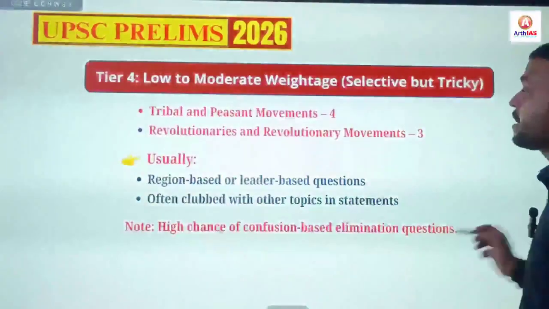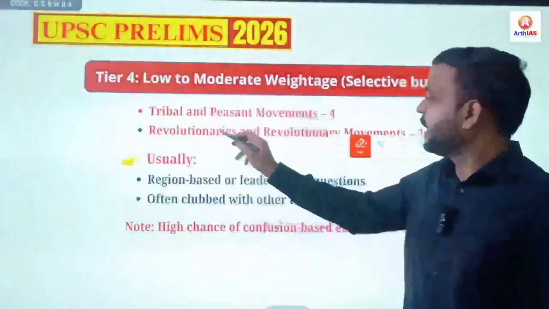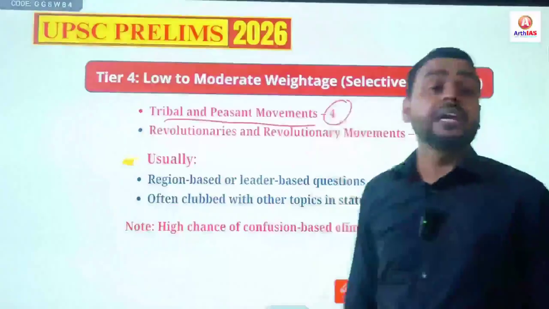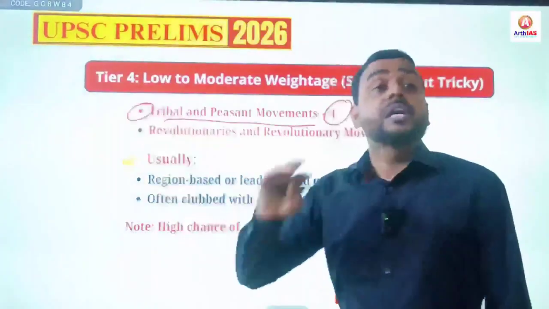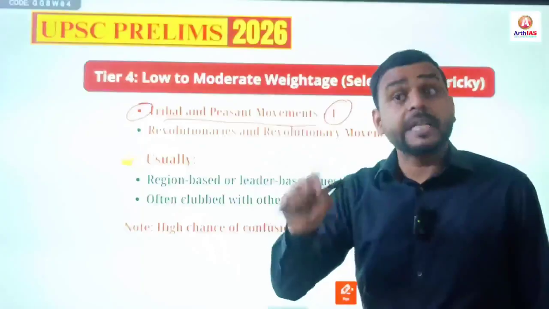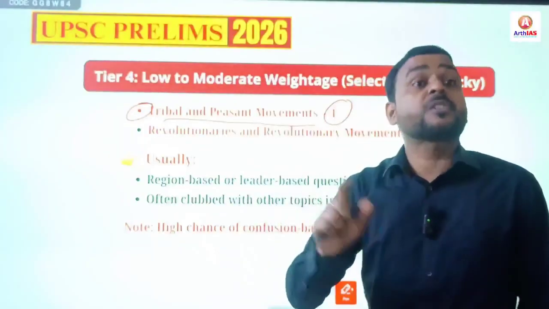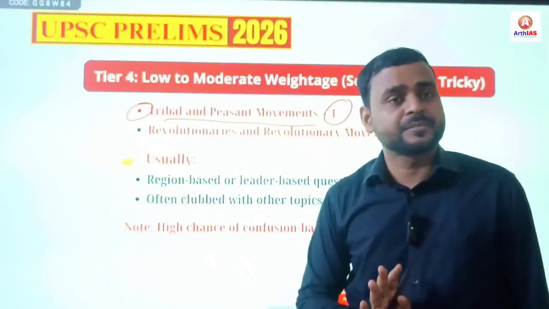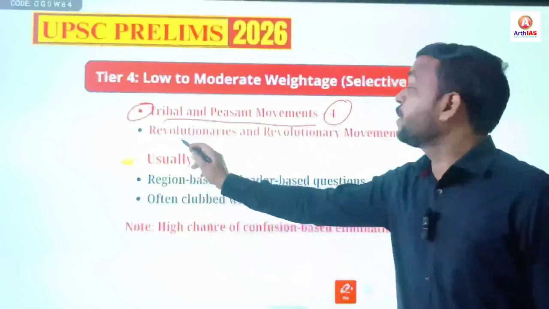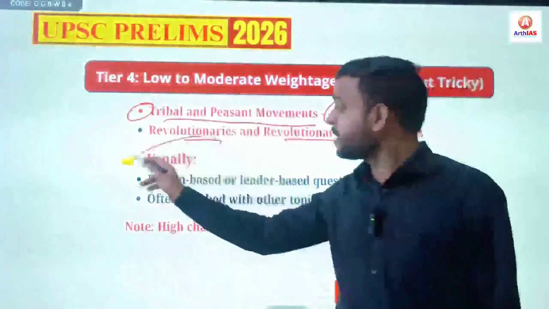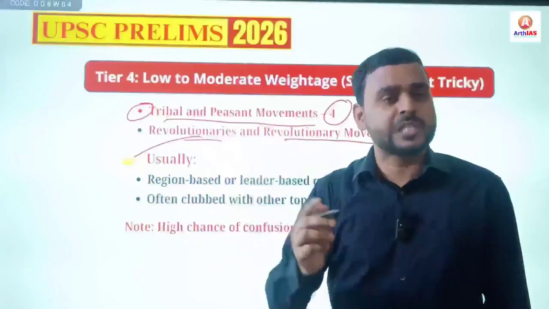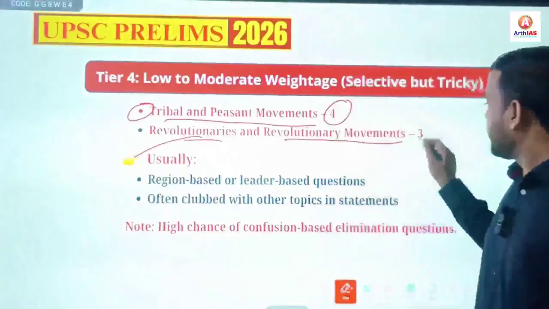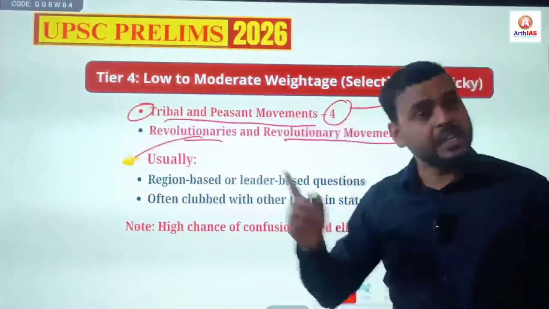Next, tier 4, low to moderate weightage, and here focus on tribal and peasant movements, right? 4 questions, and mostly here you will focus on the tribal or peasant movements or any tribal leader, or peasant leader who has been in news, right, in current affairs. Next is revolutionaries and revolutionary movements. So their organizations, their founders, their members are very important. So combinedly 7 questions have been asked from these two topics in last 15 years.